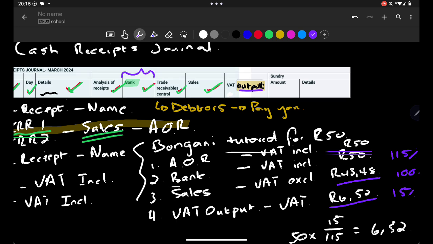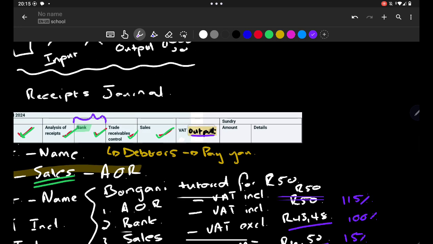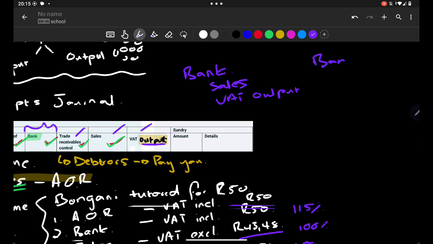Bank is the column that will always be there regardless, but it requires a contra account. So it's either bank and trade receivables control, or bank and sales, or bank and VAT output. Some of these work in conjunction, but that's another thing. So it's bank, sales, and VAT output together, or bank and trade receivables control.